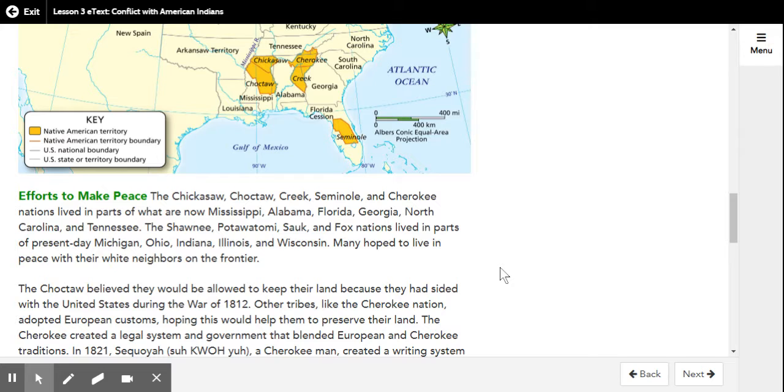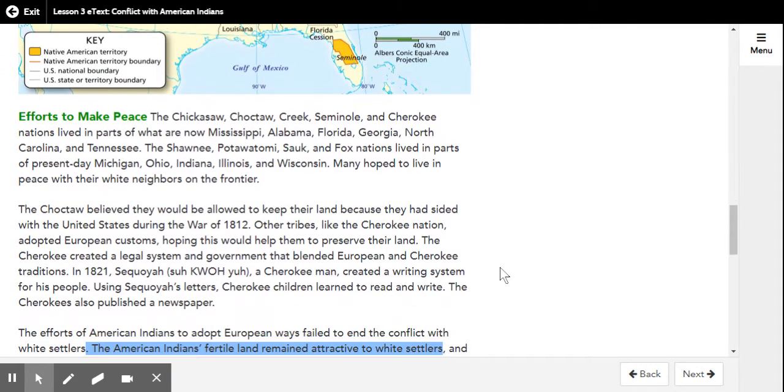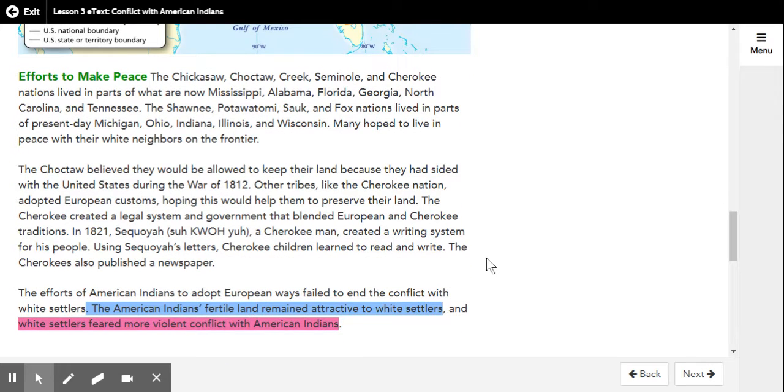The Choctaw believed they would be allowed to keep their land because they had sided with the United States during the War of 1812. Other tribes, like the Cherokee Nation, adopted European customs, hoping that this would help them to preserve their land. The Cherokee created a legal system and government that blended European and Cherokee traditions. In 1821, Sequoyah, a Cherokee man, created a writing system for his people. Using Sequoyah's letters, Cherokee children learned to read and write. The Cherokees also published a newspaper.